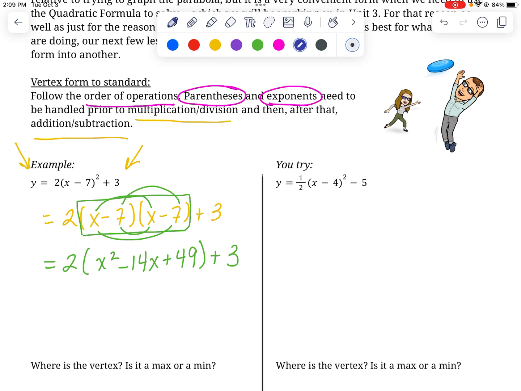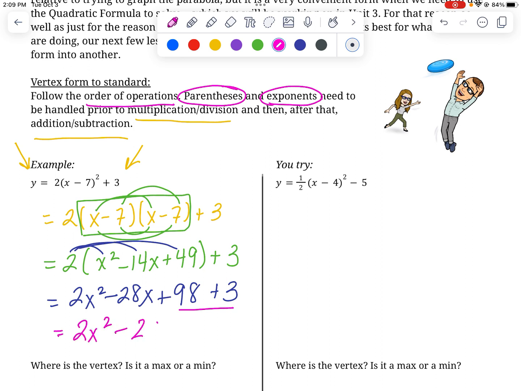My next step is going to involve distributing that 2, the multiplication by 2, into the addition and subtraction problem I have in the parentheses. So I'd have 2x squared minus 28x. Ooh, getting big numbers here. 2 times 49 is 98. And then I have that 3 at the end. And these are like terms that I can combine. On the left-hand side of the equation, if I brought this down all the way, all these left-hand side expressions would be y. So this is my parabola in standard form.